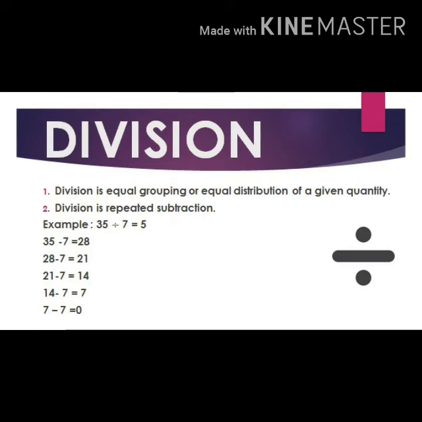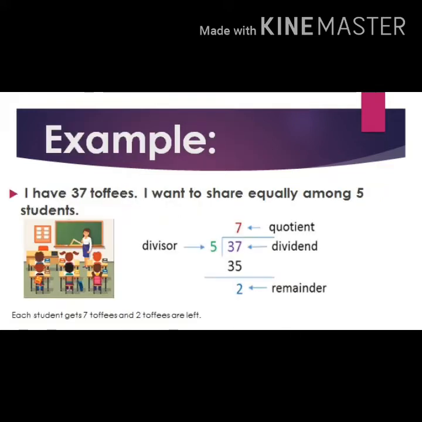As you can see in the example, I have subtracted 7 from 35 to divide 35 by 7 till I have got 0. Division is also equal grouping or equal distribution of a given number or quantity. Let us understand the same with the help of an example.